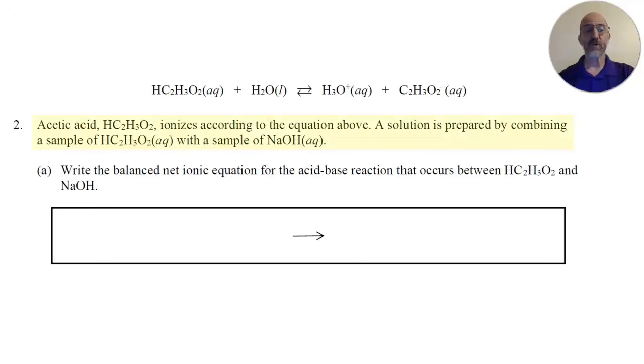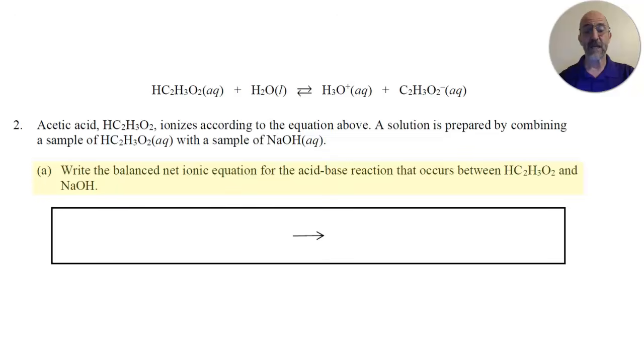In question 2, it says acetic acid, which has the chemical formula HC2H3O2, ionizes according to the equation above. A solution is prepared by combining a sample of acetic acid with a sample of sodium hydroxide, NaOH. So part A of this question says write the balanced net ionic equation for the acid-base reaction that occurs between acetic acid and sodium hydroxide.